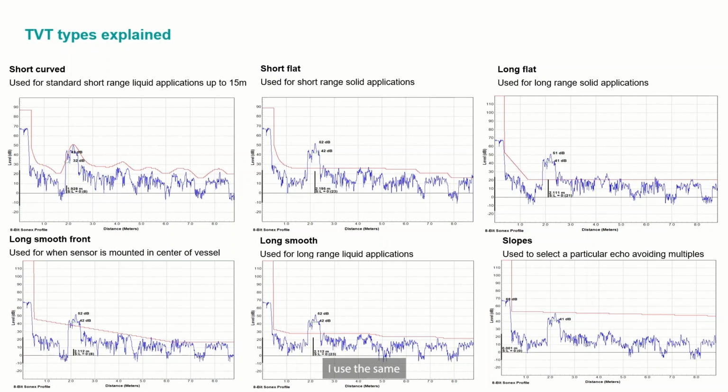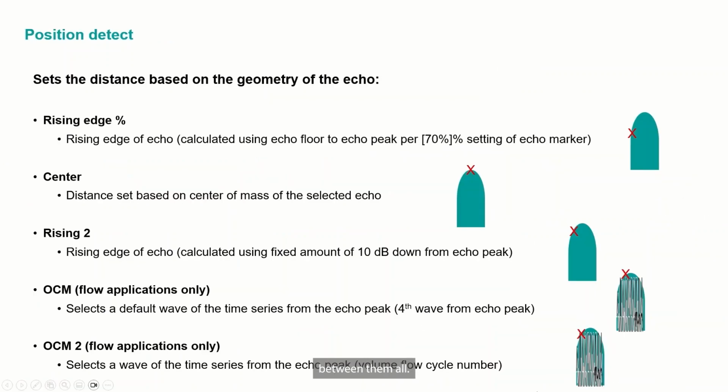So as you can see, I use the same shot for all of these different TVT types, and it gives you an idea of what the TVT type looks like, just as a nice comparison between them all. Okay, so position detect sets the distance based on the geometry of the echo. So as you can see, the little green echo that we have there and the red X is where we're actually going to make our distance selection on the profile.